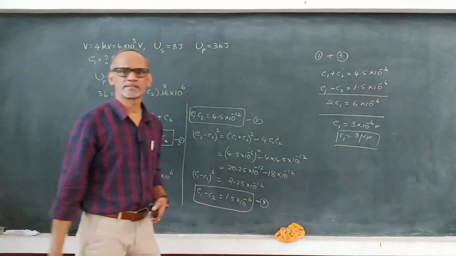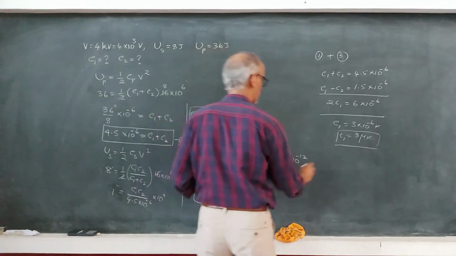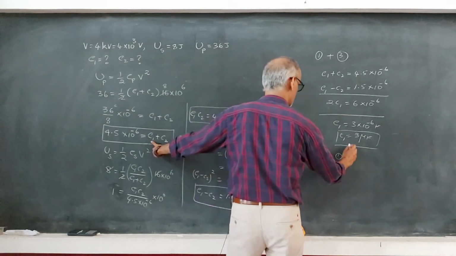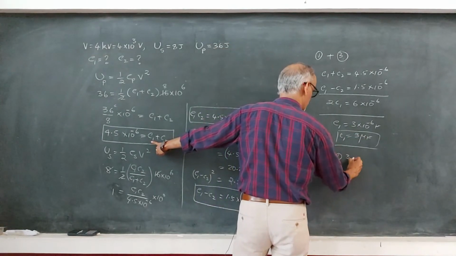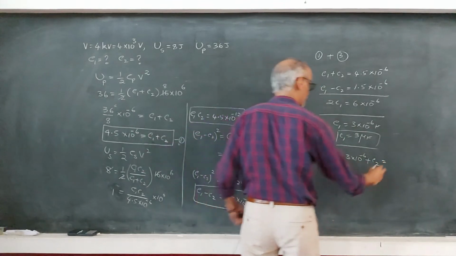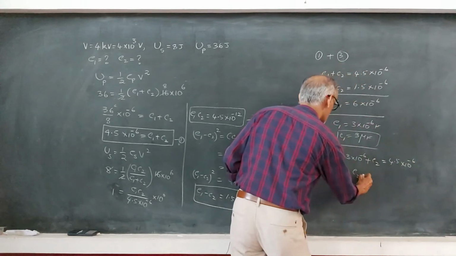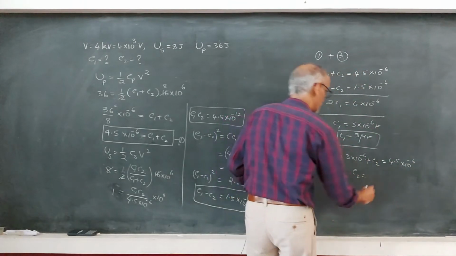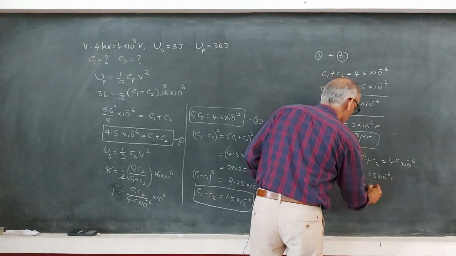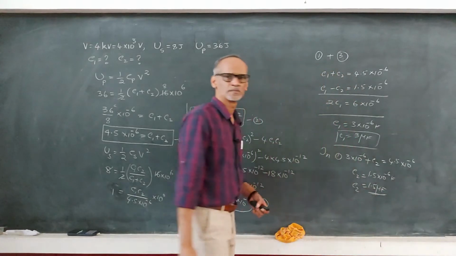So once you get the value of C1, you substitute in any one of the equations, either in 1 or in 2. Okay. So I will substitute in 1. So in 1, C1 is 3 into 10 to the power minus 6, plus C2 is equal to 4.5 into 10 to the power minus 6. So what is the value of C2? C2 is 4.5 minus 3, which is 1.5 into 10 to the power minus 6 farad, which is 1.5 microfarad. So that is the value of C2.